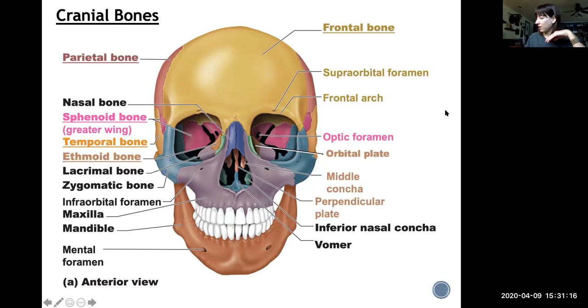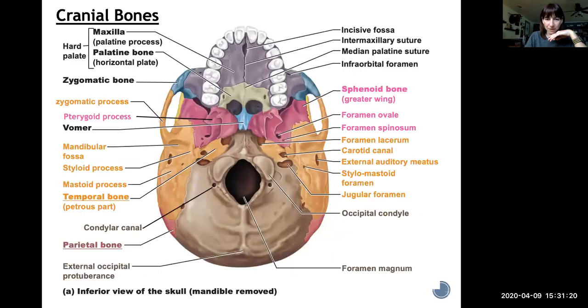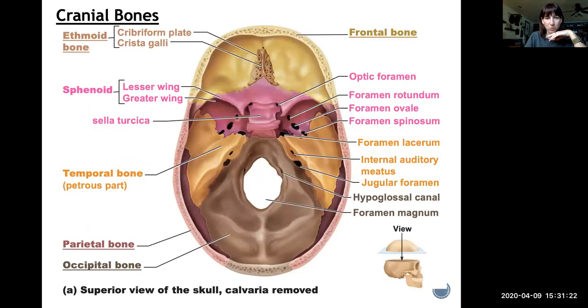All right, so we got through the frontal bone. I think we saw that from all the views that we can see that from. So here, see how the ethmoid bone sort of sits inside the frontal bone, or at least right up against it.